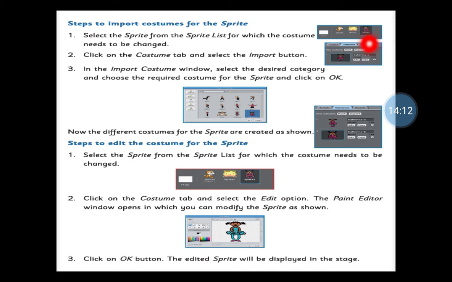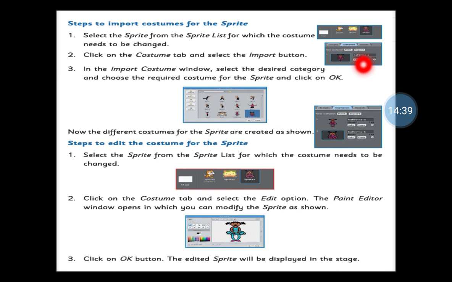So here they have selected this sprite to change the costume. Next, click on the Costumes tab and select the Import button. You just click on this Costumes tab, then click on the Import button. Here you can see the Import button. This Import button you have to click.